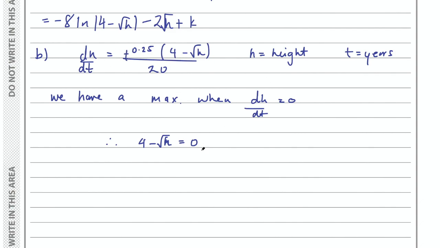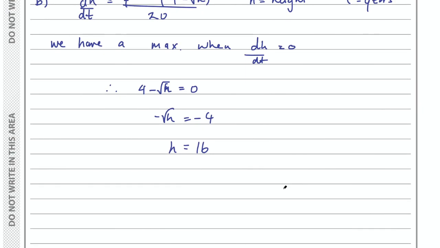Unless t equals 0, that would be the minimum, right? That would be when the tree is starting to grow, or when the seed's planted, or whatever. So solving this, we have negative root h equal to negative 4. Then dividing through by negative 1 and squaring both sides gives h equal to 16. So the range of values for h is between 0 and 16, and it could equal 16 there, and we would get 0 for dh on dt. That, I guess, is assuming no negative growth, but I think that's a fair assumption.